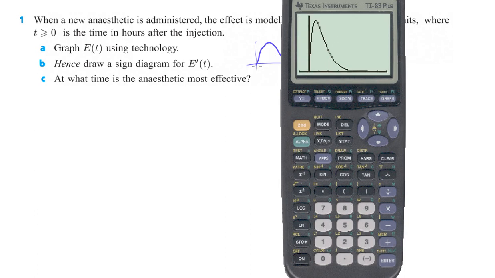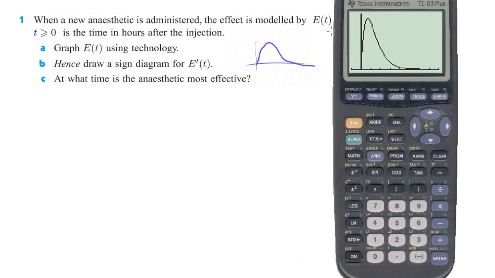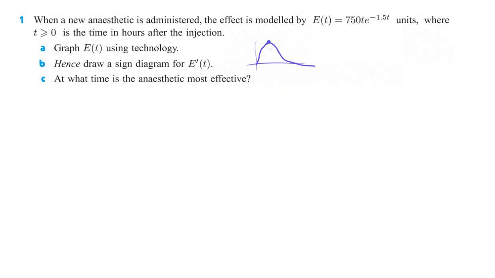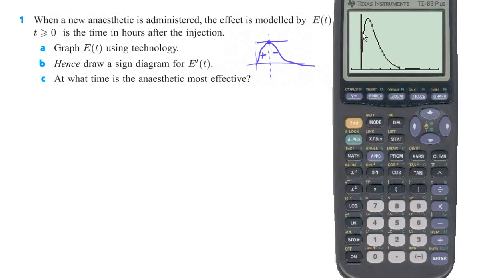Sorry. The sign diagram doesn't have anything to do with it crossing the x-axis. Remember, the sign diagram is when it's going up versus when it's going down. So for our sign diagram, we want to figure out this maximum point up there. We can do second trace and calculate the maximum. We scroll over until we're before the maximum, and push enter. Then we scroll over until after it gets past the maximum, and it gives us the max point.